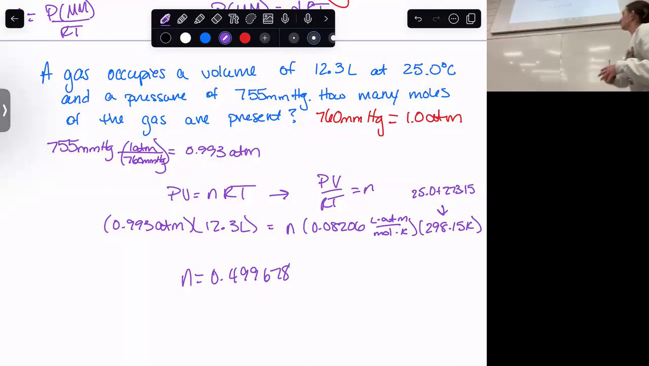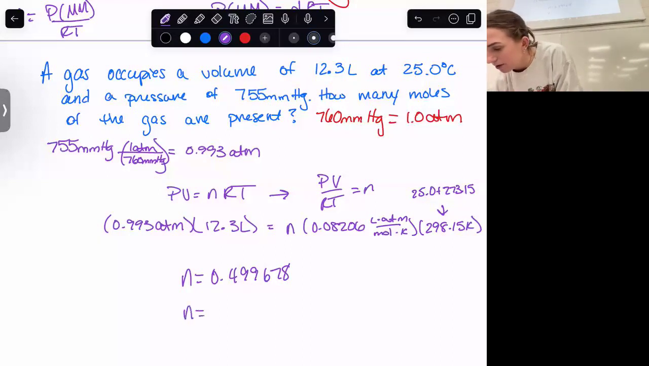In your original question, we're given 12.3, which has how many sig figs? 3. We have 25.0, which has how many sig figs? Also 3. And then we have 750 millimeters of mercury, which has how many sig figs? 3, right? So this one's pretty straightforward. All of them have 3. And so at the very end, you want to round to 3 sig figs as well. So I'm going to have 0.500, perfect.